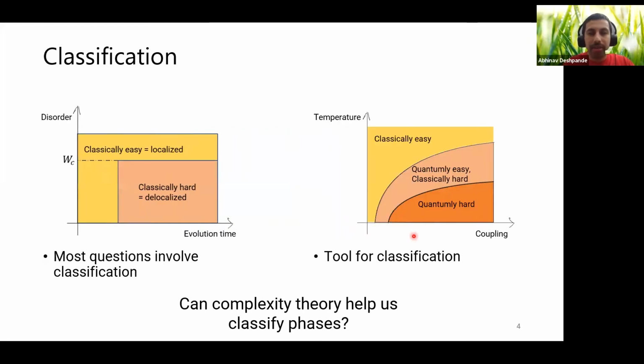If you consider, say, simulating equilibrium physics, where there's a temperature and a coupling strength, you can sometimes get a third phase where your problem can also be quantumly hard. So we'd like to draw a phase diagram such as this for some hopefully interesting Hamiltonian. But before I get into that, I should first elaborate on what it means to simulate a system.